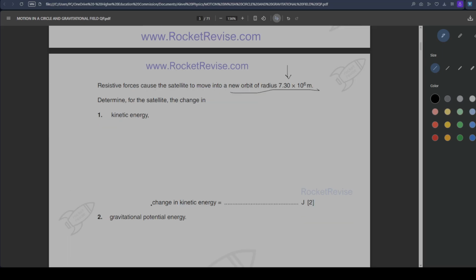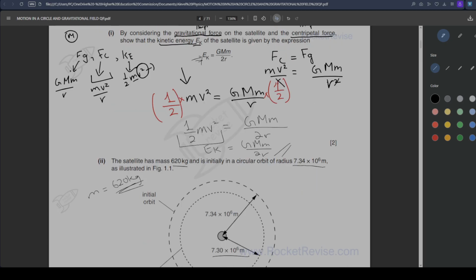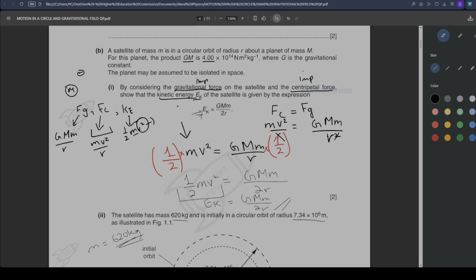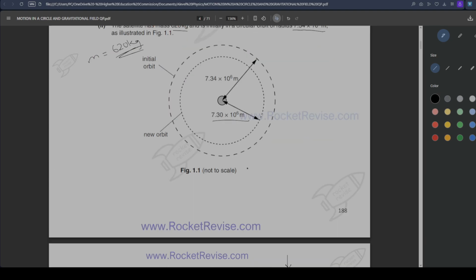So if we use the normal formula for kinetic energy, which is 1 by 2 mv square, okay, we can't use this because we don't have the velocity. But we just proved that our kinetic energy formula is this, okay. We derived this in the previous part. So we're going to be using this formula, GMm divided by 2r.